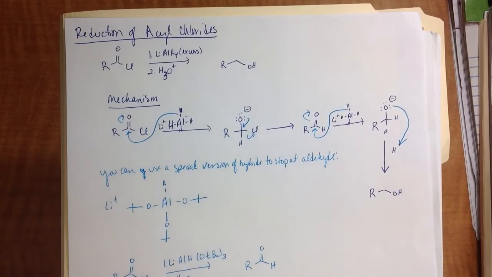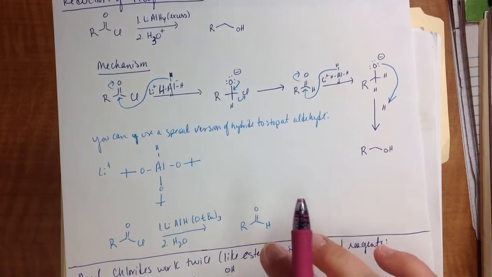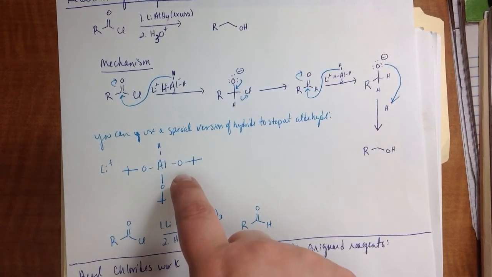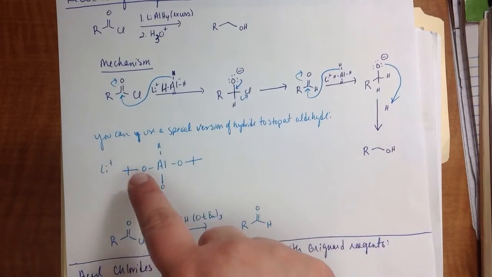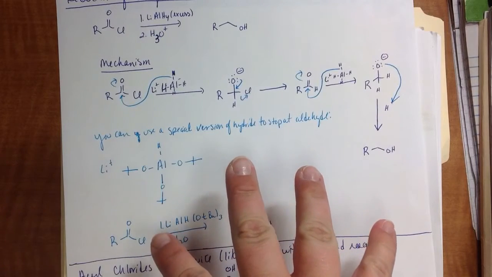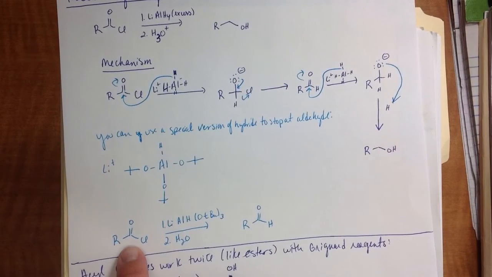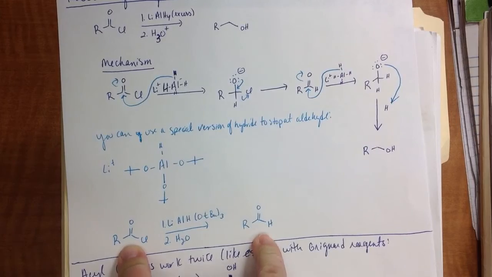If you instead wanted this reaction to stop at the aldehyde stage, you can use a less reactive version of lithium aluminum hydride, which has these t-butyl groups and oxygens in here. What that essentially does is it weakens the strength of that hydride. Plus it only gives you one hydrogen on each of the aluminum, so it can be a little bit more succinct with measurement too. So we have that acyl chloride, and we end up with the aldehyde just right there.